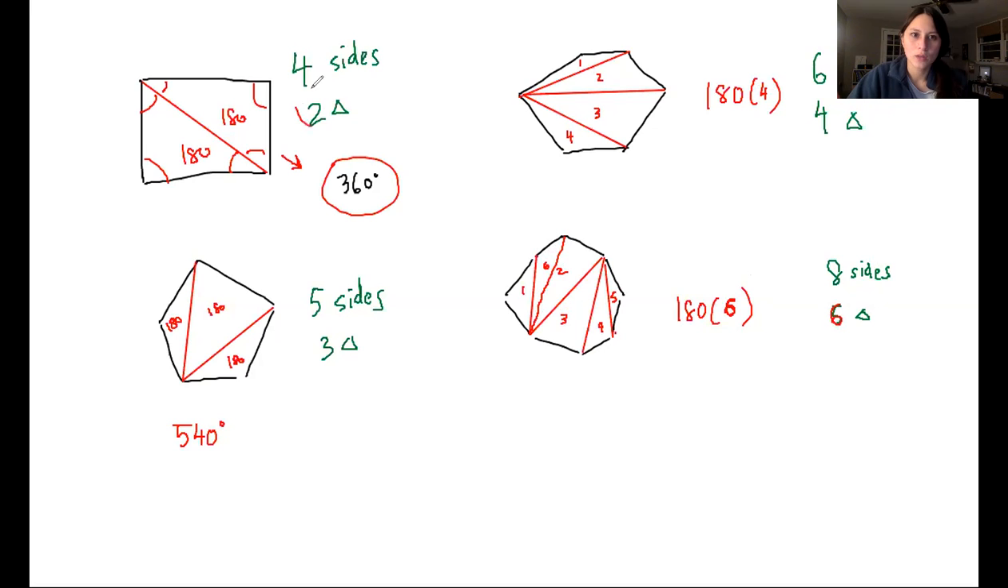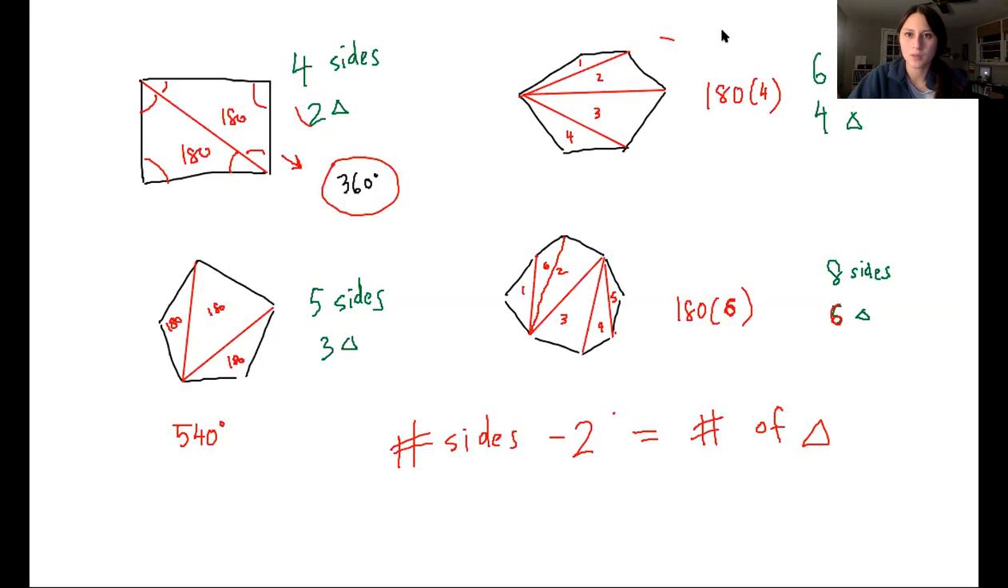Well, what I see is the difference between 4 and 2 is 2. The difference between 5 and 3 is 2. 6 and 4, the difference between those two is 2. The difference between 8 and 6 is 2. So basically what I find out is my number of sides minus 2 is my number of triangles that are cut out inside the shape.